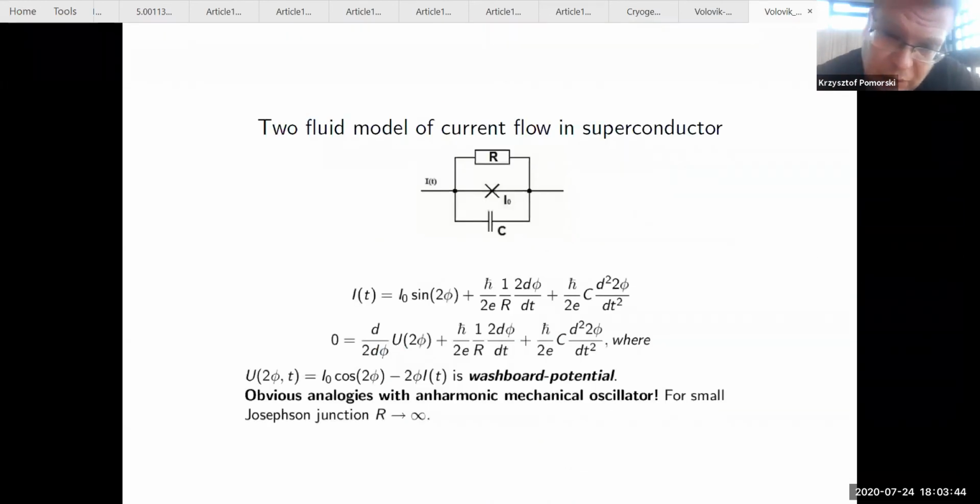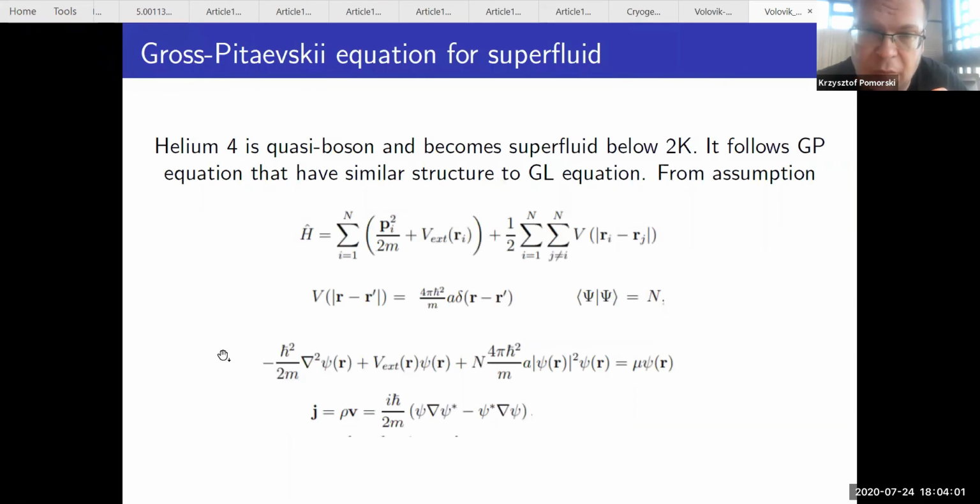Okay, this is the two-fluid model. This is the way to make a marriage of a superfluid liquid of electrons and a normal liquid of electrons. The superfluid is described by this term of current, and the others are normal. It's the concept of washboard potential that I already discussed before.